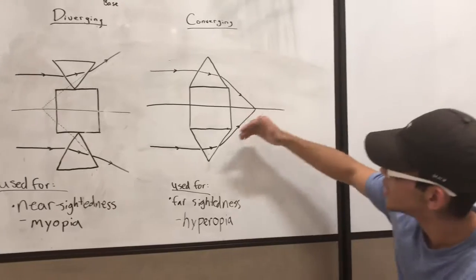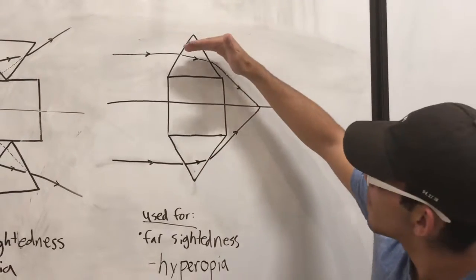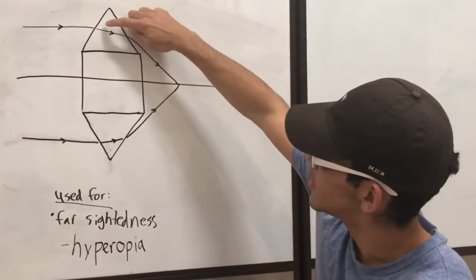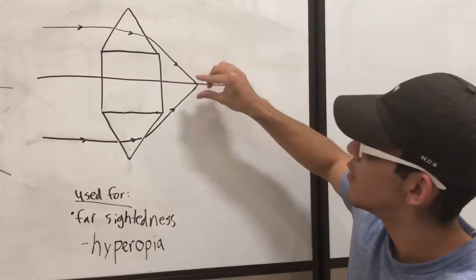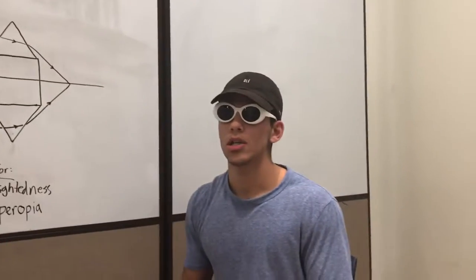For a plus lens, you just flip the triangle, so when it enters, the change of index of refraction will cause it to bend towards the bottom and meet in the middle, which is further away from the retina, which would be to cause farsightedness.